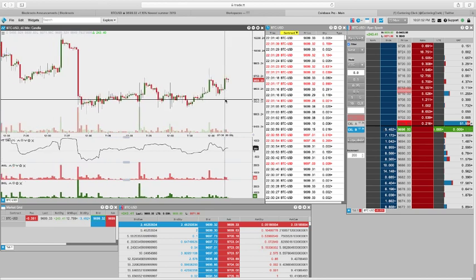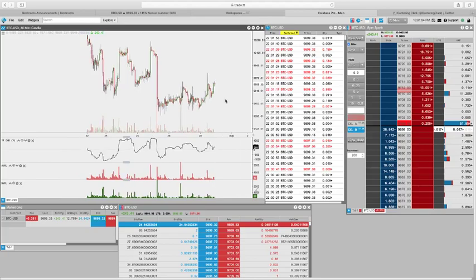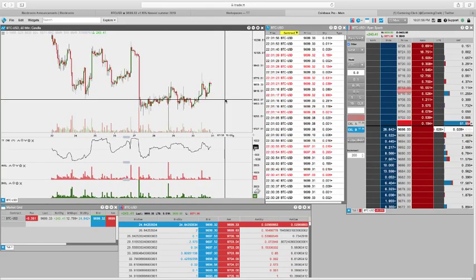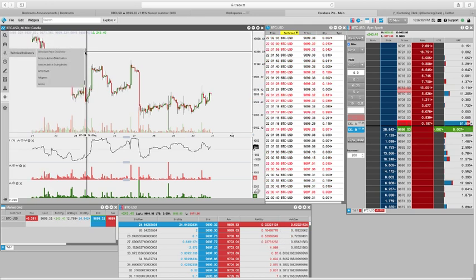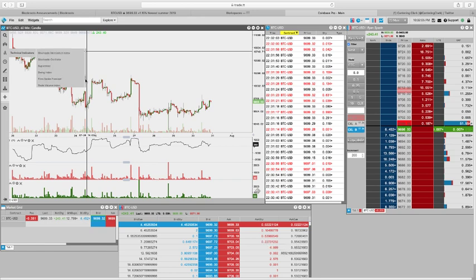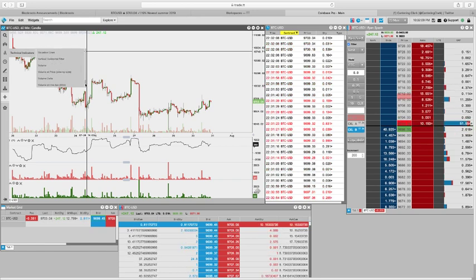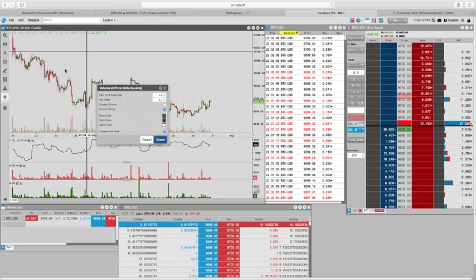Let's just say, for example, in the case of Bitcoin right now, let's pull up a volume profile. That's another thing that's particularly useful. Volume at price. Let's let this load up real quick.